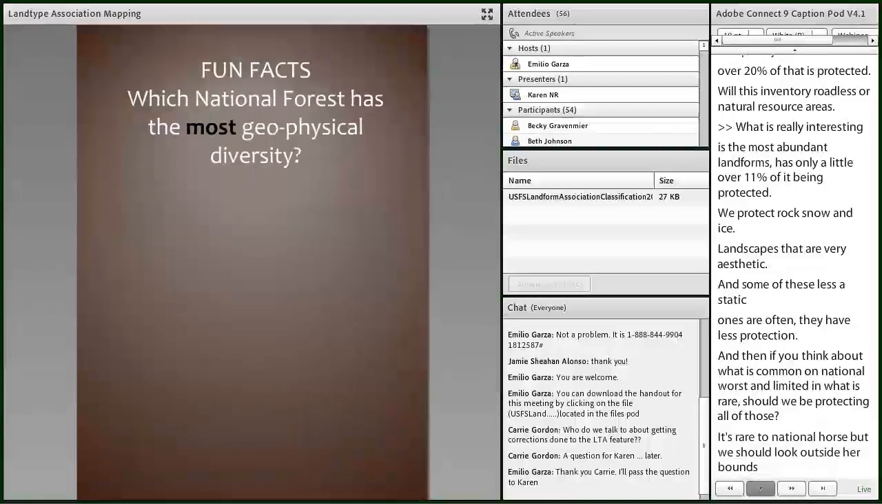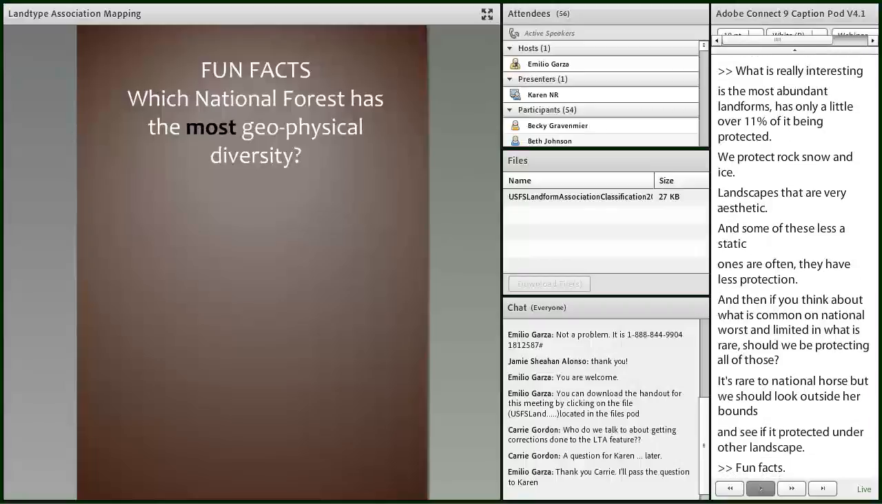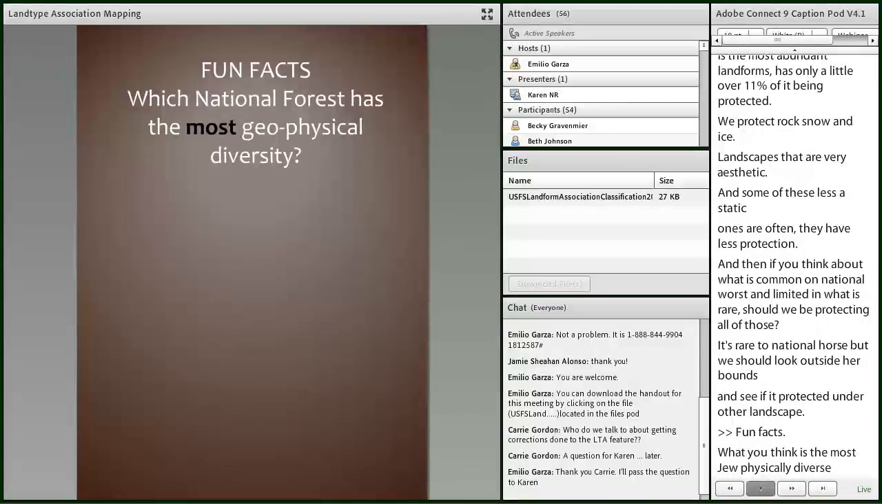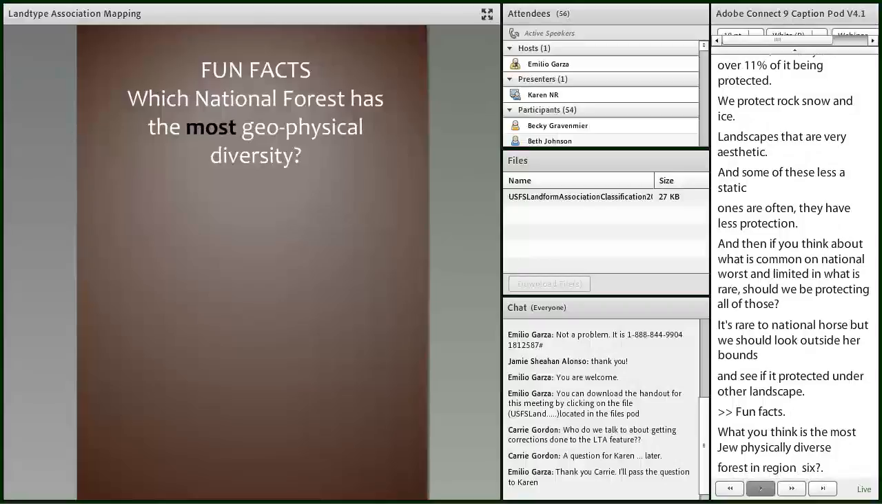Okay, so fun facts. What do you think are the top 4 geophysically most diverse forests in Region 6? The Rogue. You think it's number 1? I'm going to say the Olympics, from just what I saw on some of the maps. Okay, even though it's the tiniest. Willamette, Rogue, Okanagan, Wenatchee. It is big.